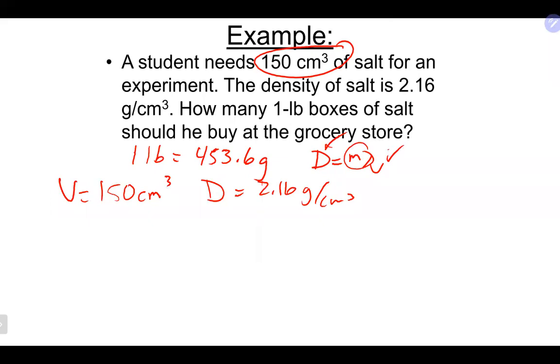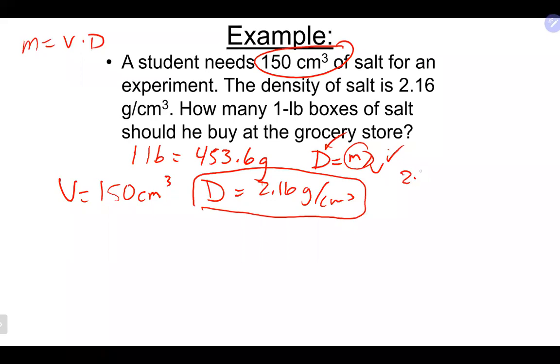If we rearrange it, remember that mass will equal volume times density. We could use the density here as a conversion factor, such as 2.16 grams over 1 cubic centimeter. We also could flip it around and put cubic centimeter over 2.16 grams on top.